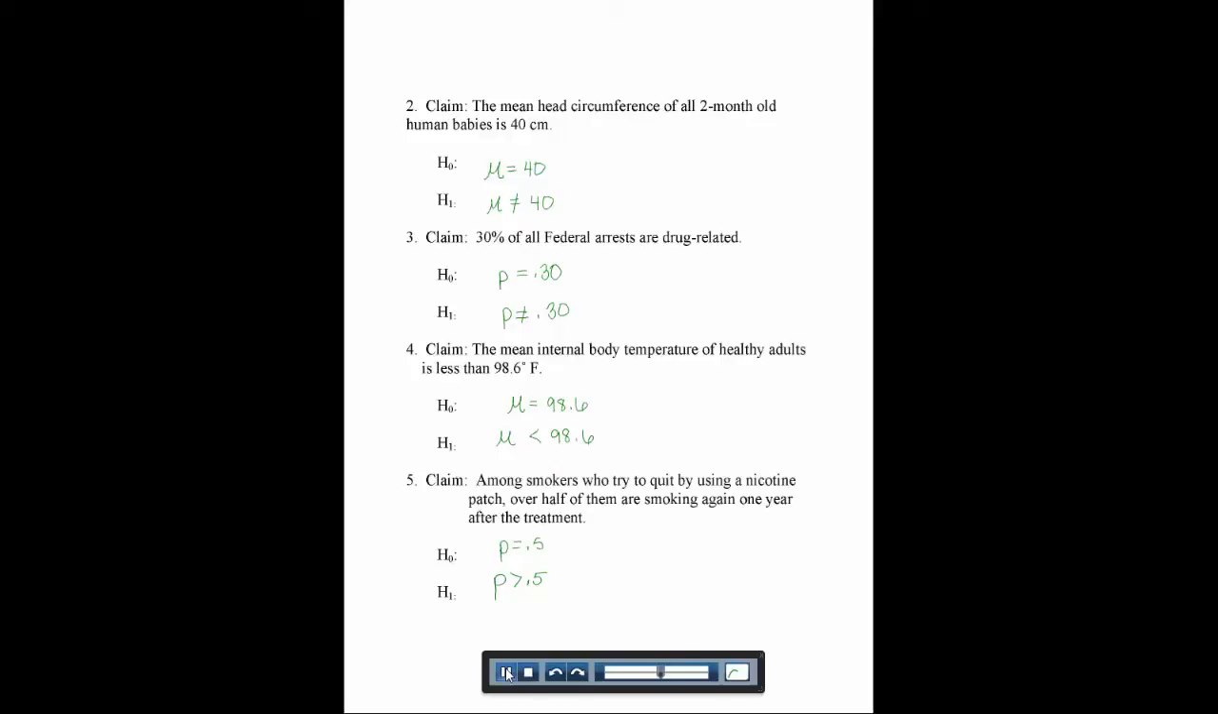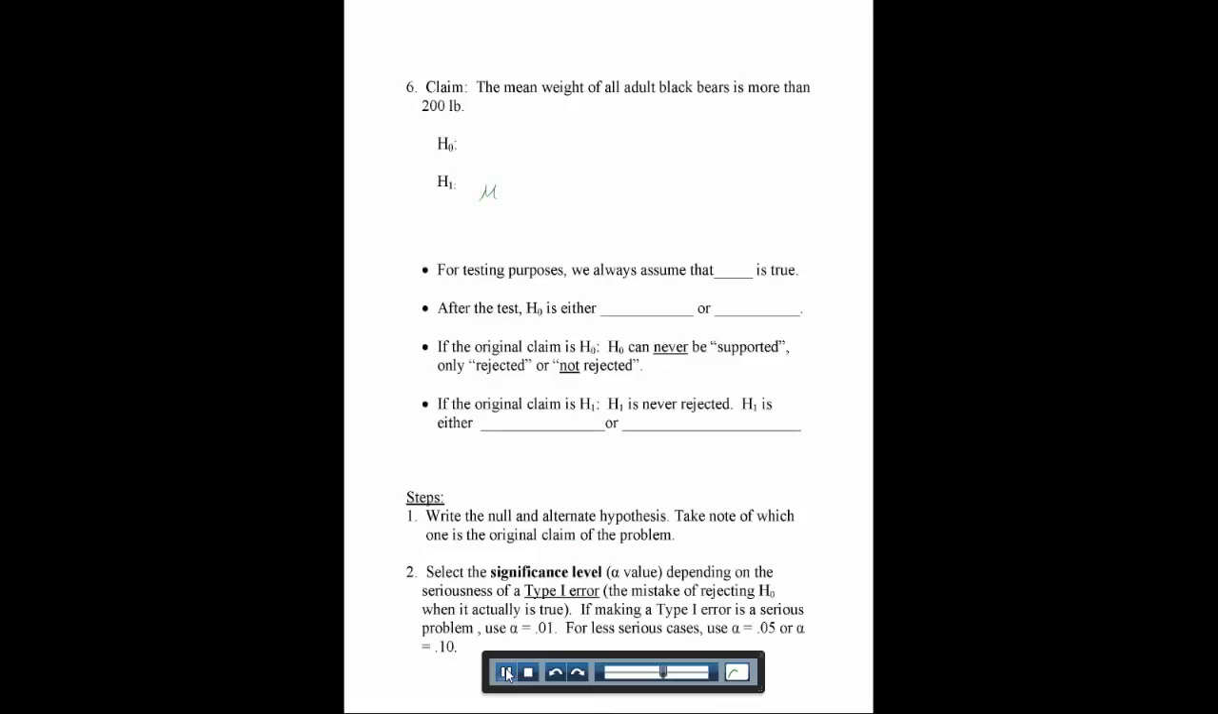And our last one, the claim says the mean weight of all adult black bears is more than 200 pounds. So since this is a more than, that's our alternate statement. The mean weight is more than 200 pounds. And then we make our null hypothesis the equals.